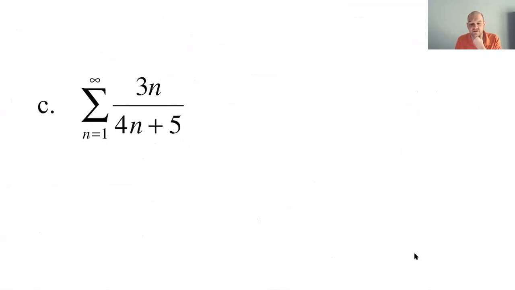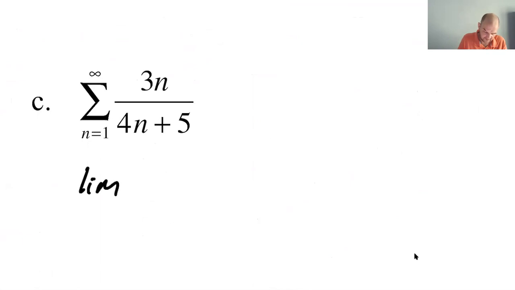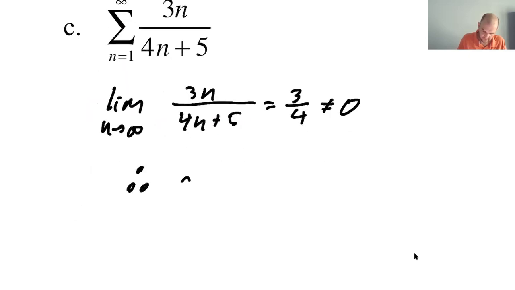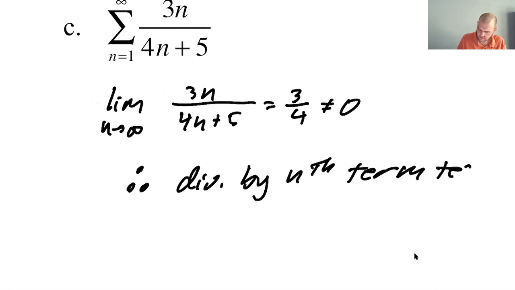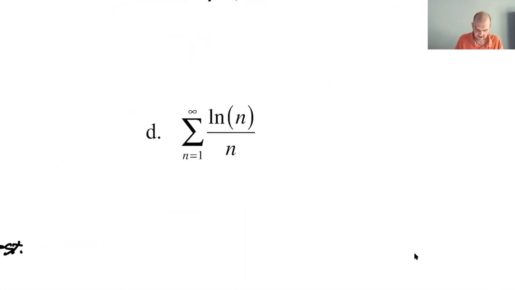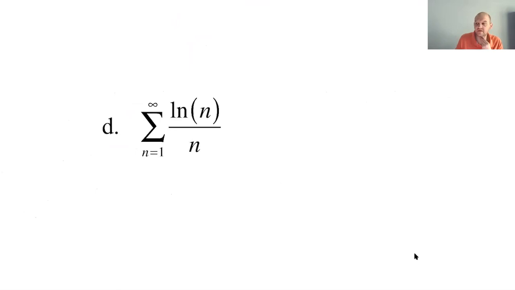This one, nth term test for divergence, for sure. Not the ratio test, not the root test. I think I'm just going to use the limit as n approaches infinity of 3n over 4n plus 5, which is 3/4, which is not 0. Therefore, diverges by nth term test. I don't know. You can maybe use the integral test on that. I don't know. If the nth term test works, why are we going out of our way to find other things? This one, the limit is 0, so the nth term test doesn't work.